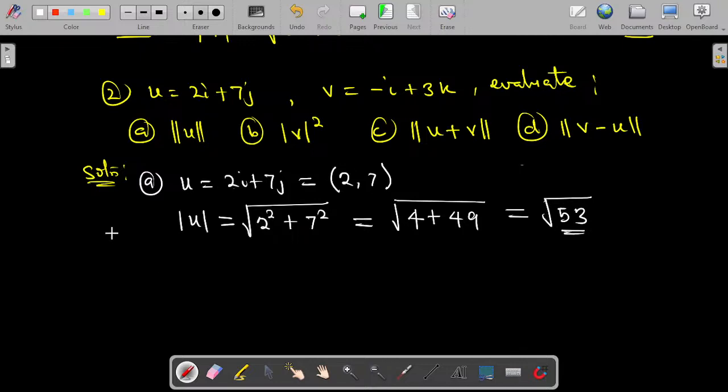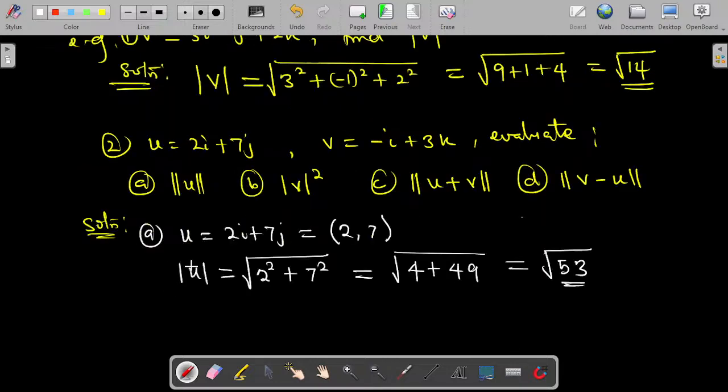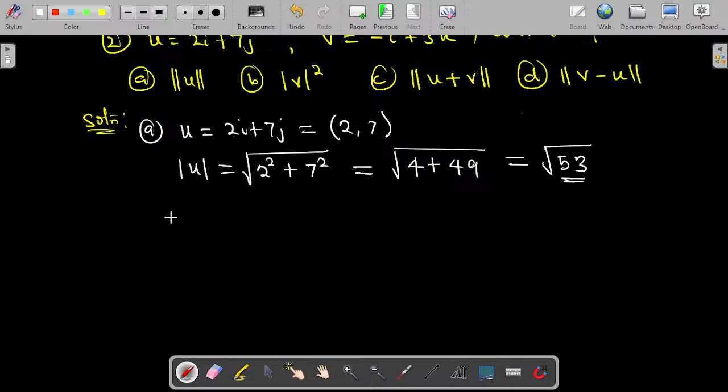Okay, so if it is clear now, let's get the magnitude of V together, everybody. What is the magnitude of V? Everybody do it and write the answer.